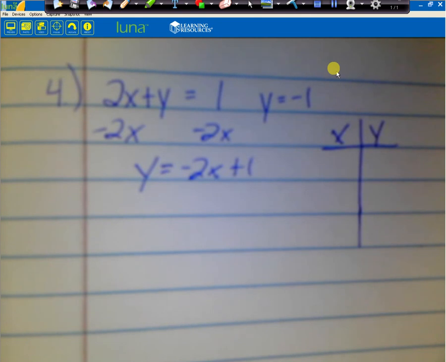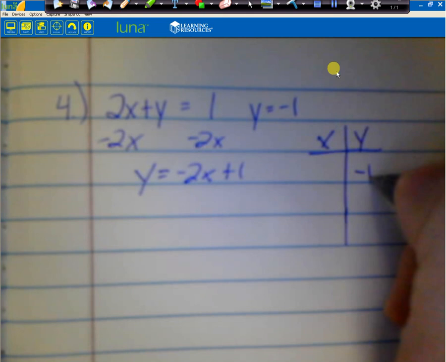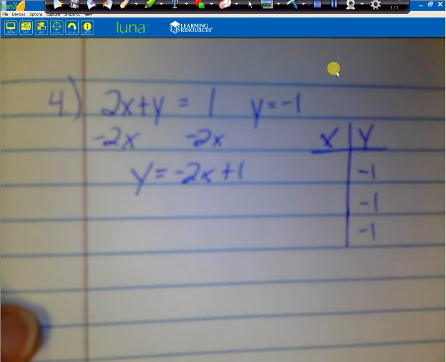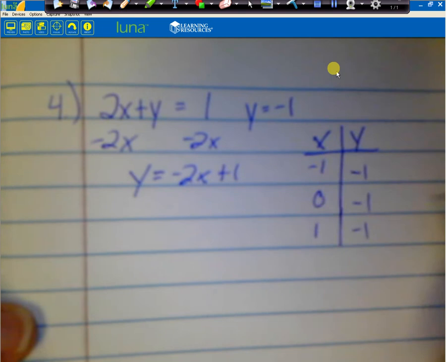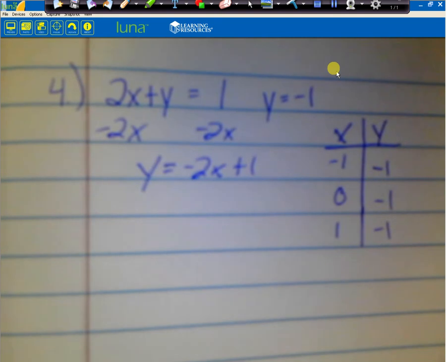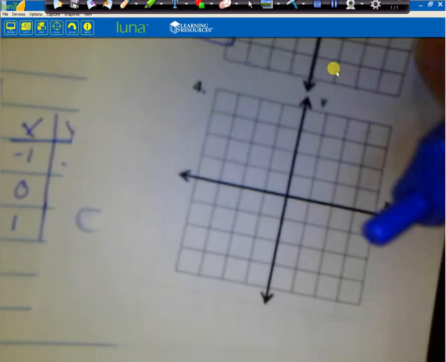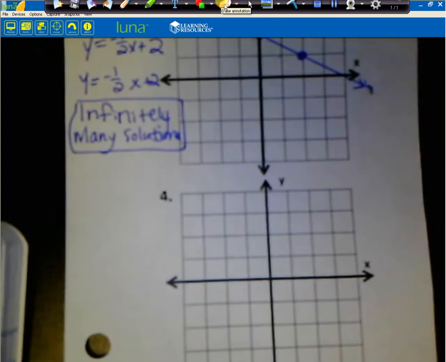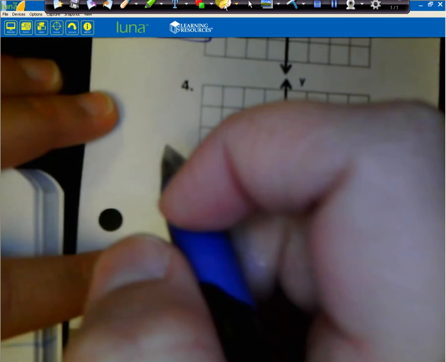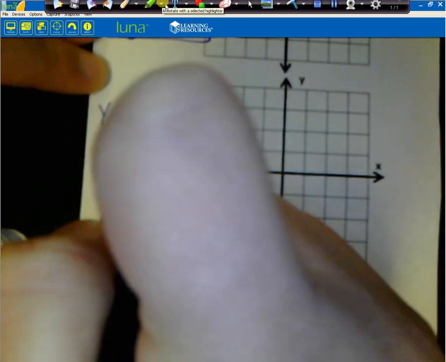This is kind of the same kind of deal. When I make my table, y equals negative 1 no matter what, so all the way down the y column, I'm going to put a negative 1. And then I can pick whatever I want for the x. So I'm going to pick negative 1, 0, and 1. Okay, so now I'm ready to graph, so we're going to switch over to the graph paper. I'm going to write my equations over here so I remember what they are. y equals negative 2x plus 1, and then y equals negative 1.